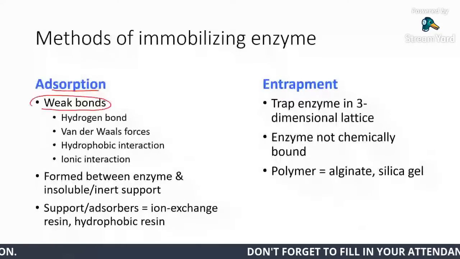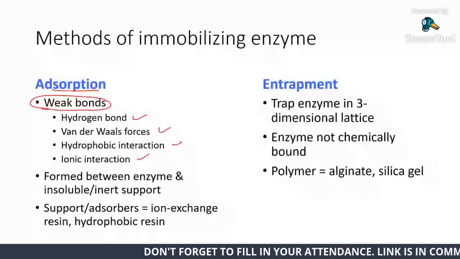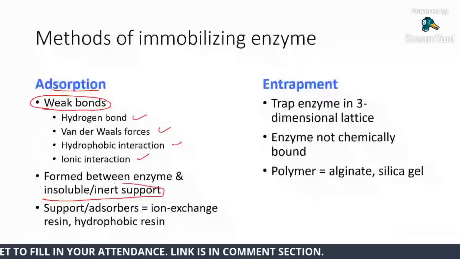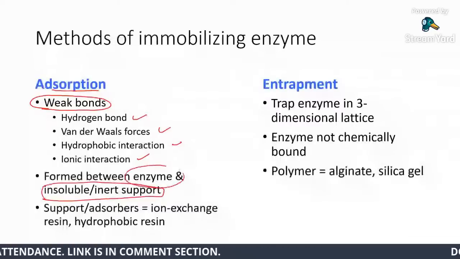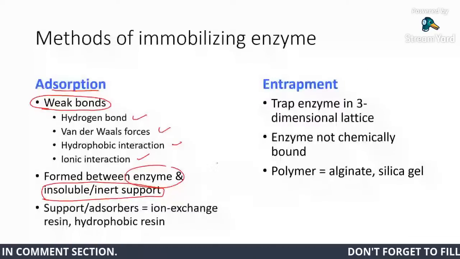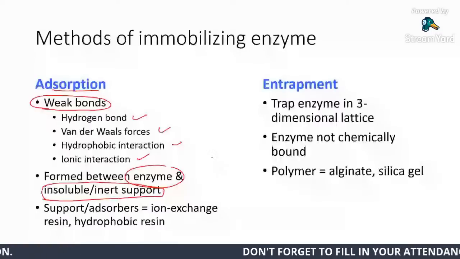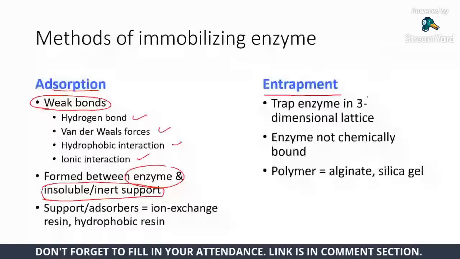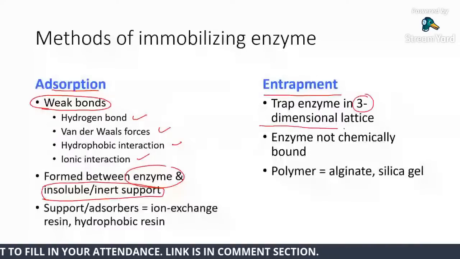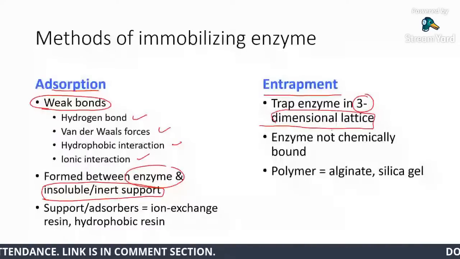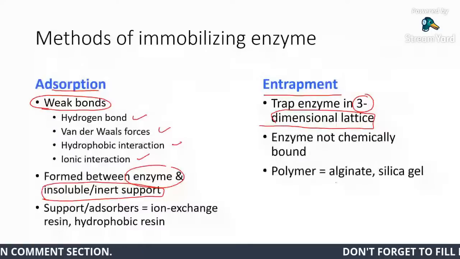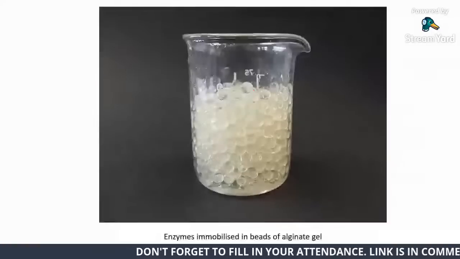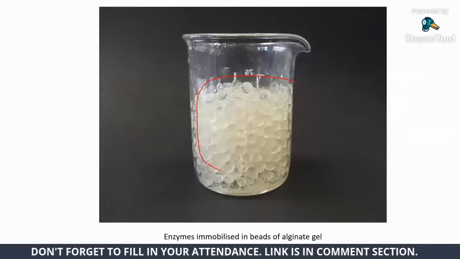These are the example of weak bond, right? And the bond is formed between the inert support and the enzyme. Right, so inert support maksudnya support tu tak memberi apa-apa kesan pun kepada chemical reaction of that enzyme, right? So untuk entrapment, we trap the enzyme in 3-dimensional lattice, right? So it is not chemically bound. So example is alginate or silica gel. So I think ni adalah contoh immobilized enzyme in the bits of alginate gel.